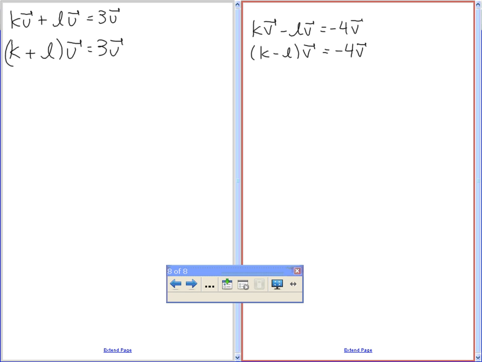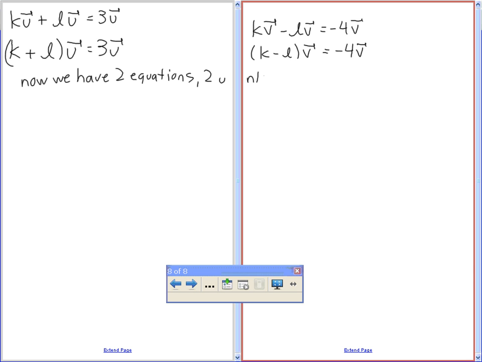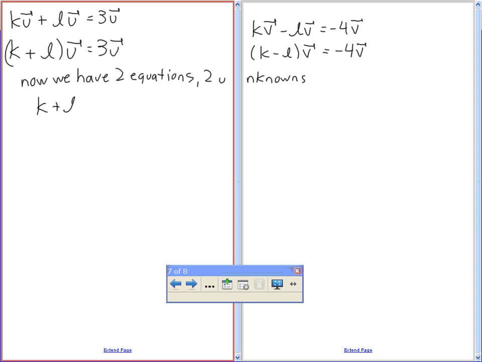What do I do now? You guys are all highly intelligent human beings. Go ahead. K plus L equals 3. K minus L equals negative 4. See what Michael did there? I'm not taking credit for this. See what Michael did there?